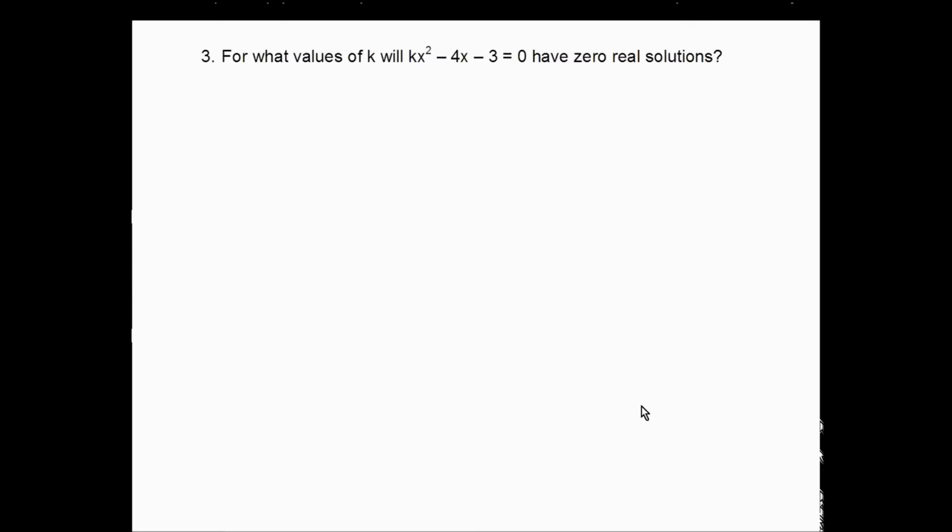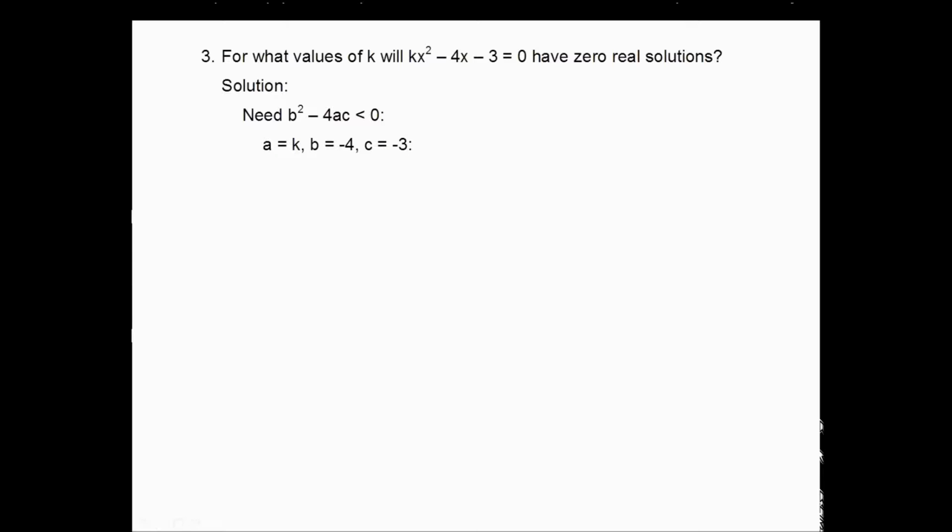For what values of k will kx squared minus 4x minus 3 equals 0 have 0 real solutions? So I've moved my k all the way to the front now. So I want kx squared minus 4x minus 3 equals 0 to have 0 real solutions. So I need the discriminant, b squared minus 4ac, to be negative. I need it less than 0. So to identify the players, a is k, b is negative 4, c is negative 3.